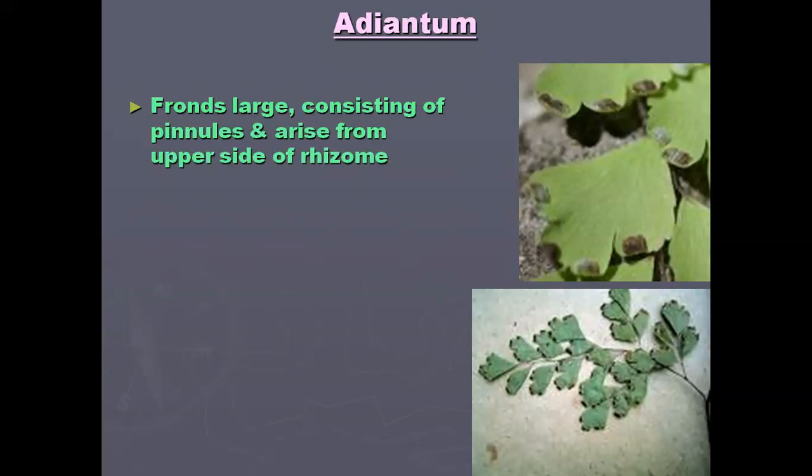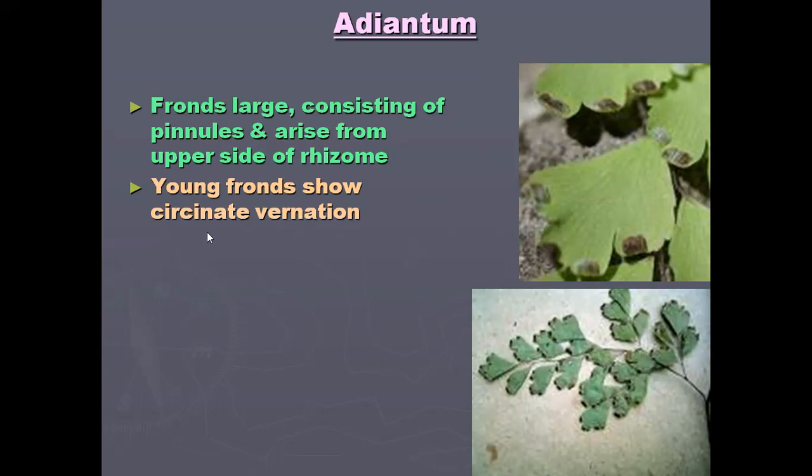Okay. Adiantum. Fronds. Now, what are fronds? Fronds are large leaves which consist of smaller leaves called pinnules and arise from the upper side of the rhizome. The frond is actually the large leaf that arises from the upper side of the rhizome. This is a frond, and it is made up of smaller leaves. This whole structure is known as fronds.